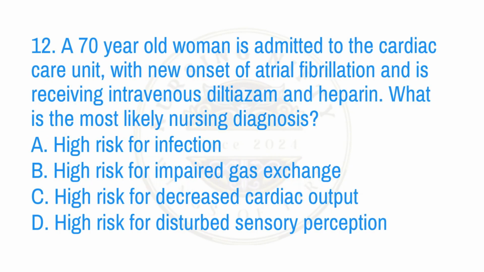Question number 12. A 70-year-old woman is admitted to the cardiac care unit with new onset of atrial fibrillation and is receiving intravenous diltiazem and heparin. What is the most likely nursing diagnosis? Options: Option A. High risk for infection, B. High risk for impaired gas exchange, C. High risk for decreased cardiac output, and D. High risk for disturbed sensory perception. So here the right answer is option C.